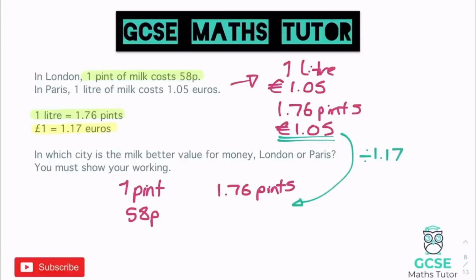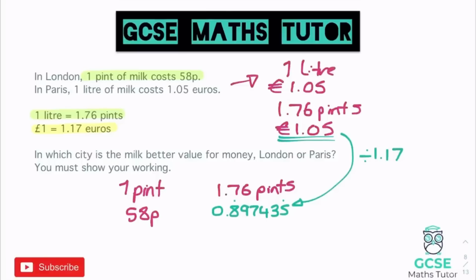1.05 divided by 1.17. And on my calculator, that comes out, it's not very nice, 0.897435, and there's a recurring above the 8 and the 5 there. So obviously that is the cost now for 1.76 pints, and we already have the cost of 1 pint as being 58p. So that's our exchange rate done. Okay, all we've done is written the amount of pints that it said there, and obviously converted the euros back into pounds. Okay, that's 89.7435 pence.